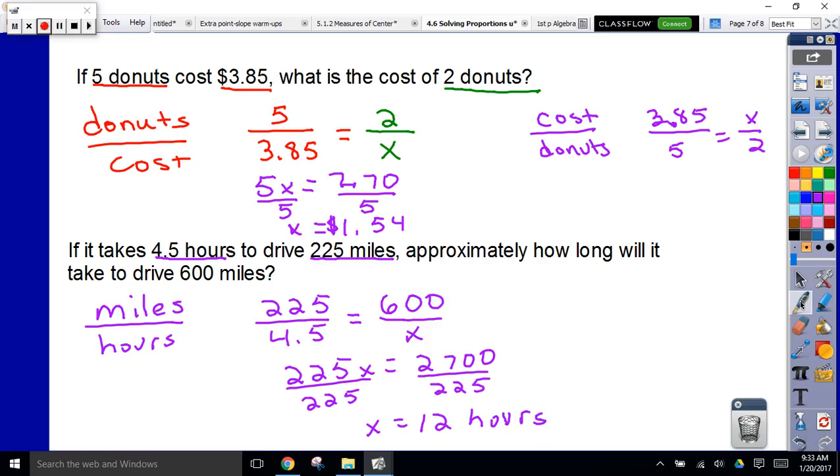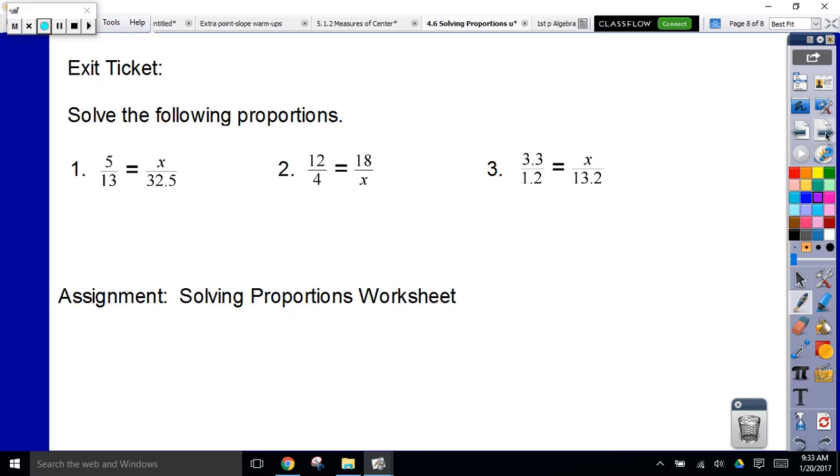Okay, I don't feel like you guys are quite ready to handle all the word problems on your own, so we're not going to do any word problems for homework. What we're going to do is I have an exit ticket that you are going to turn in for solving proportions. And then you have a worksheet. You do not have to do the word problems that are on the worksheet. So, no word problems. If you want to try them, you can, but we'll be starting class with those next time.